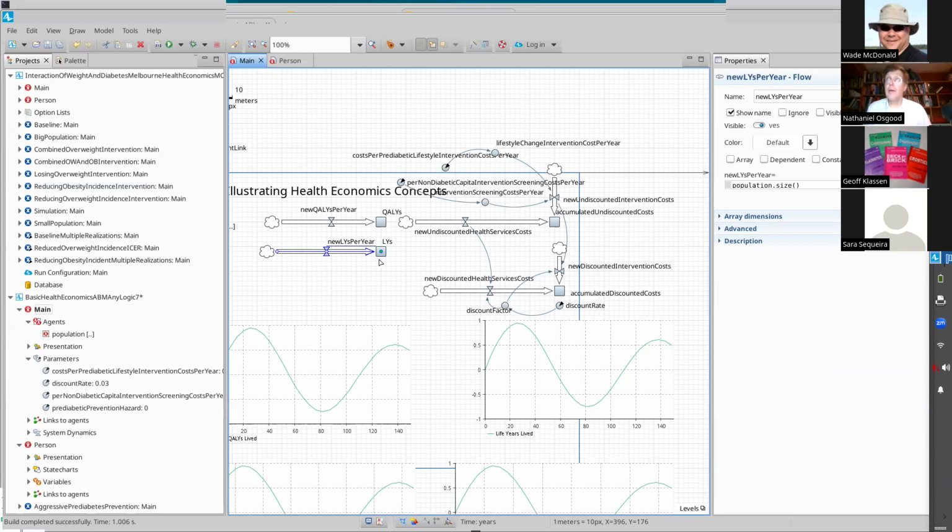Water is coming in at a rate of 1 liquid measure per unit time. You can choose whether it's liters or gallons, depending on your national preference. And if it's 1 liter per minute, and we run it for 10 minutes, 10 liters will accumulate in that bathtub.